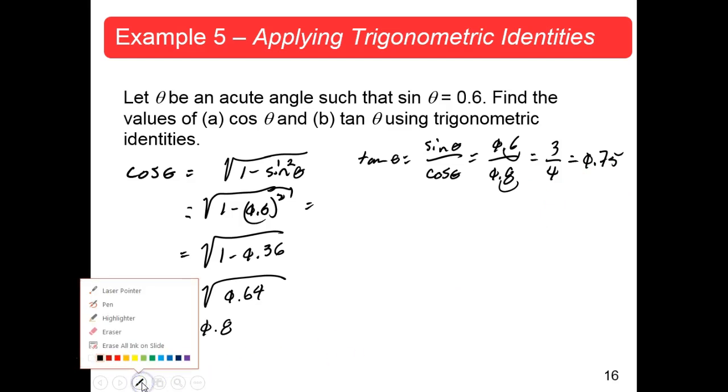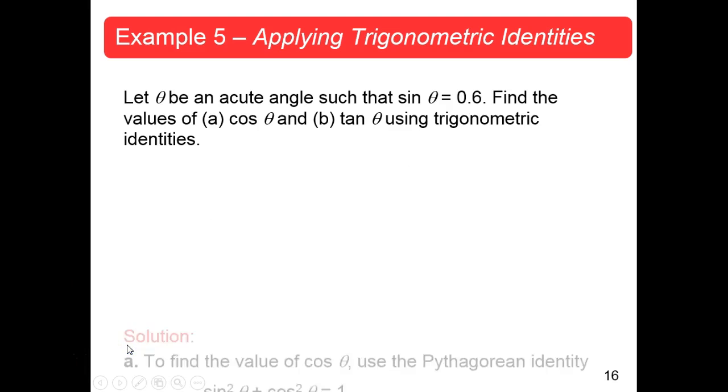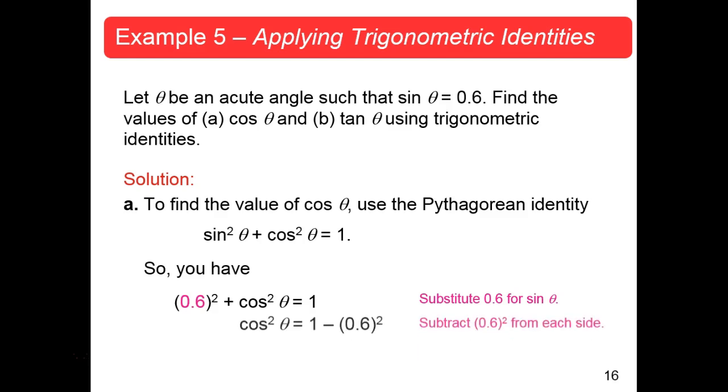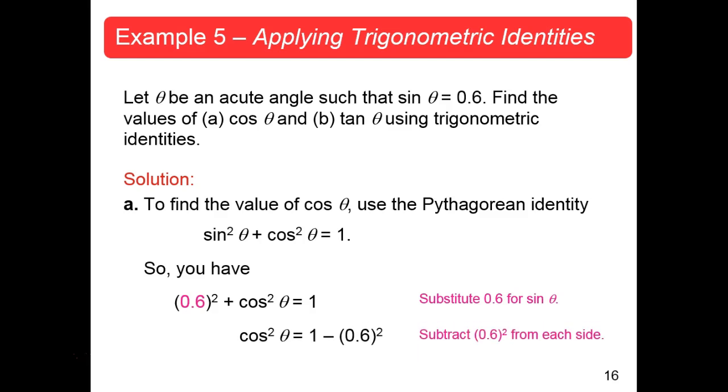Let's clear this and see how they do it. To find the value of cosine theta, which is a part asked for, use the Pythagorean identity. Sine squared theta plus cosine squared theta is equal to 1. We did use it, but I had you use it in a modified form. And so they plugged in a 0.6 and squared it, plus cosine squared theta is equal to 1. And then they subtracted that from both sides before they did the 0.6, which is fine. Cosine squared theta is equal to, they skipped a step there. 1 minus 0.36 is 0.64, exactly what we did.